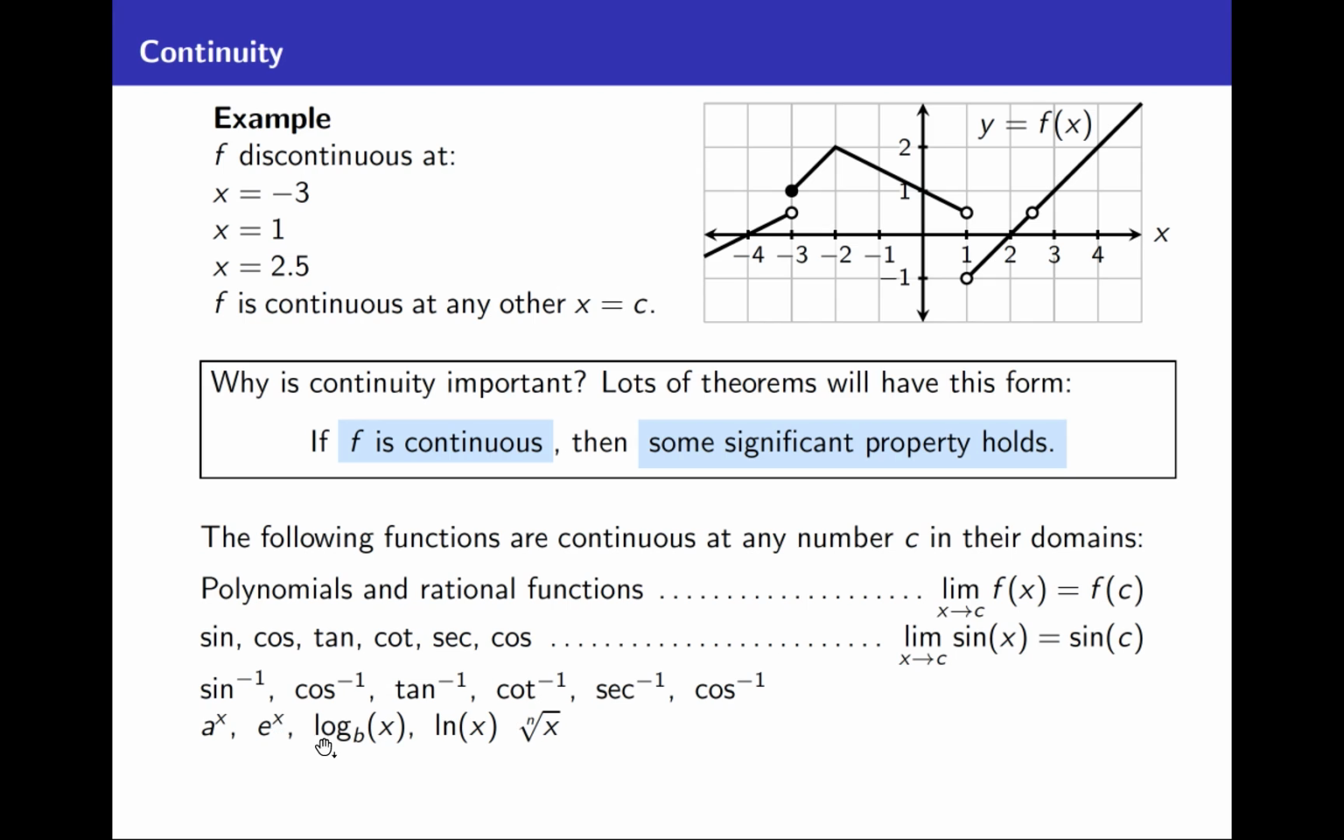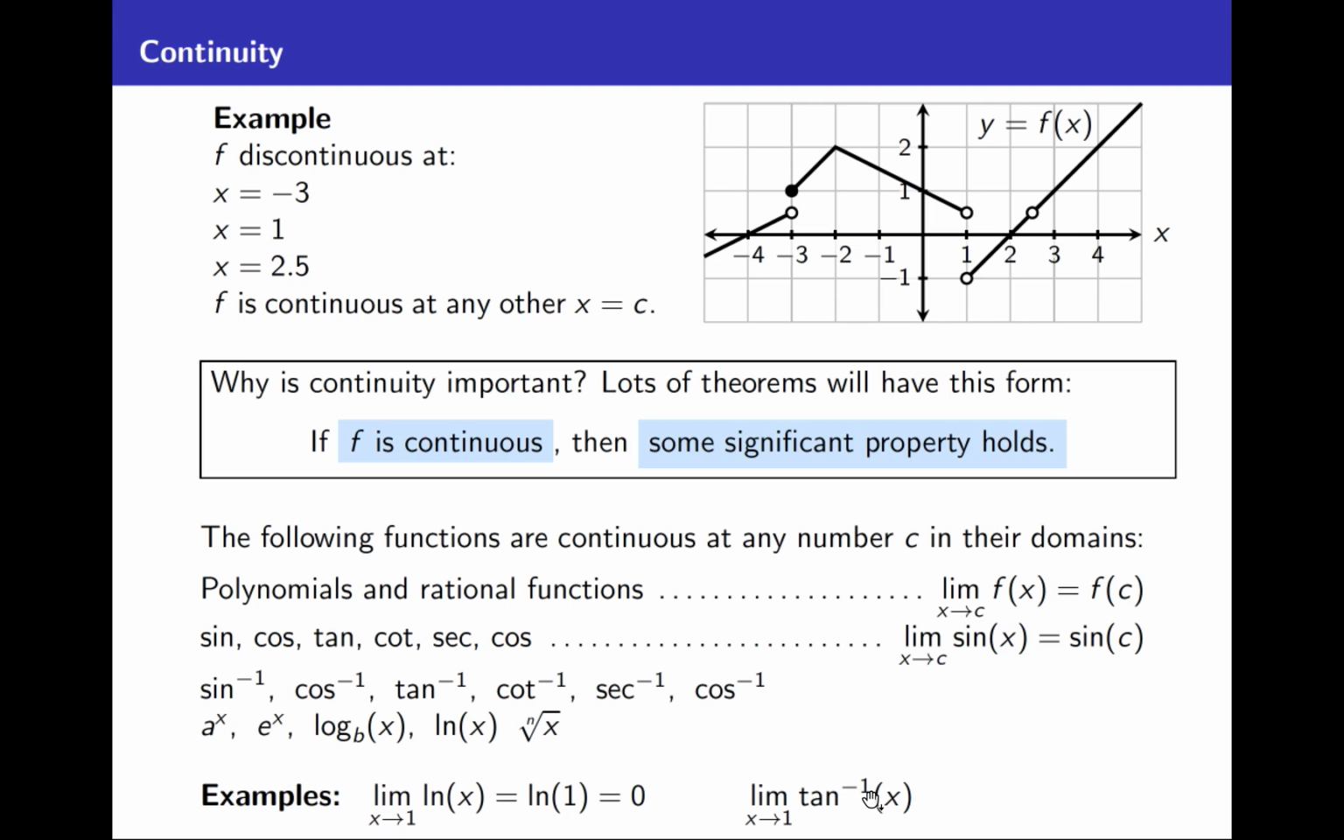A to the x, e to the x, log base b of x, ln of x, the nth root of x, they all have smooth, unbroken curves. They're continuous at any number c in their domains. So for example, ln of x is log base e of x. Since it's continuous, we know that the limit as x approaches 1 of ln of x would be what you get when you just plug 1 into x, ln of 1, or 0.